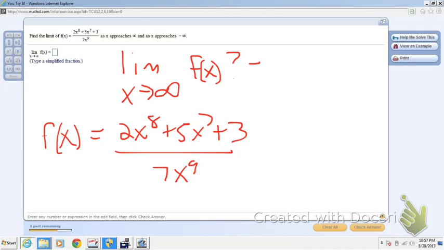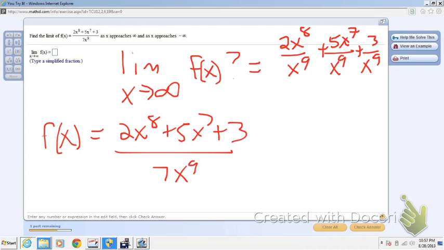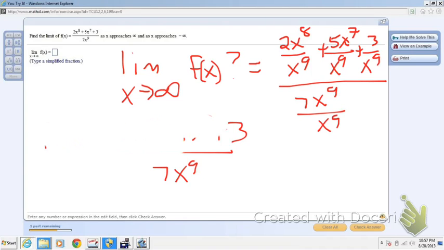So the limit then, if you divide everybody in the numerator by the highest power in the denominator, take a look at what happens. So plus 3 over x to the 9th. In the bottom, I'm going to have 7x to the 9th over x to the 9th. So I'm dividing everything by the highest power in the denominator. Let me clean that up and grab another color here.